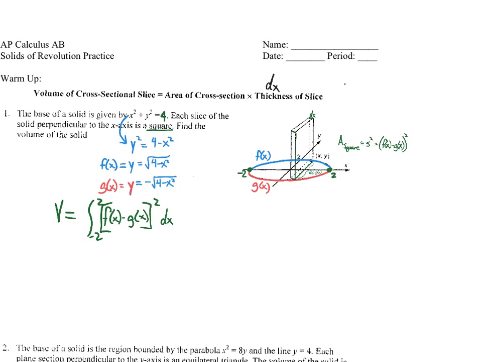How come you subtract f of x minus g of x? Well, because you've got to get the distance. To get the distance between two y values, you subtract them. Oh.